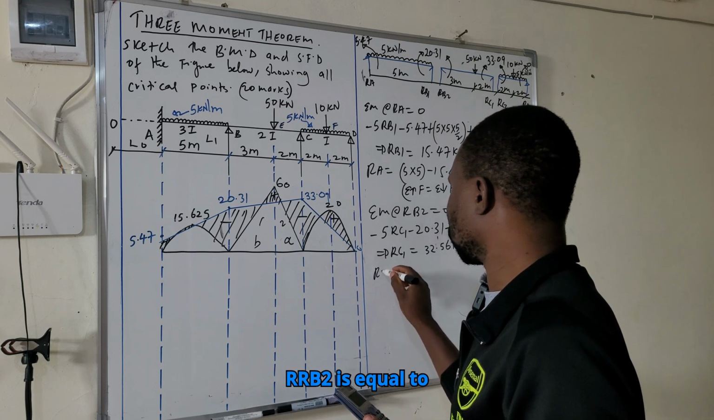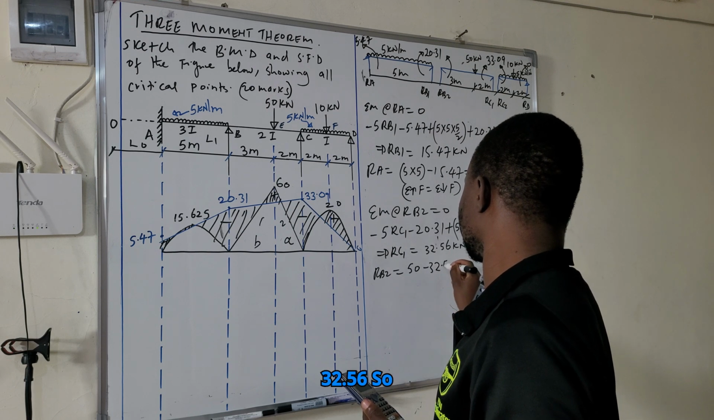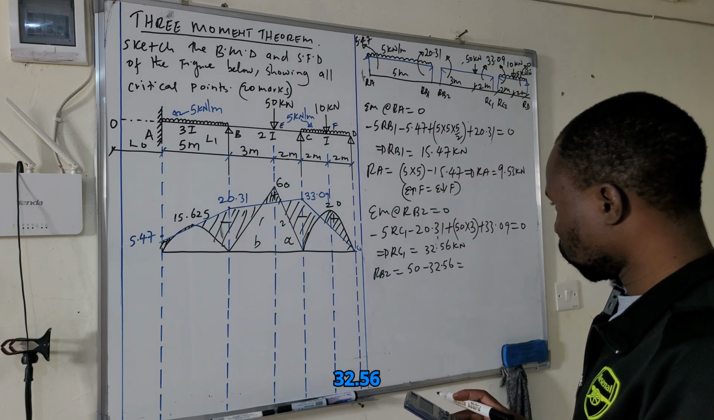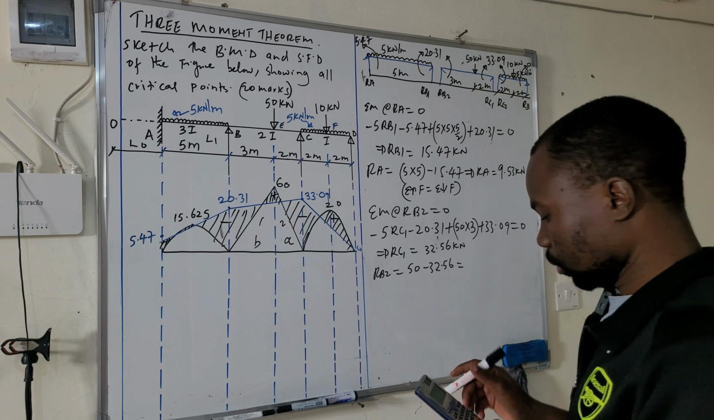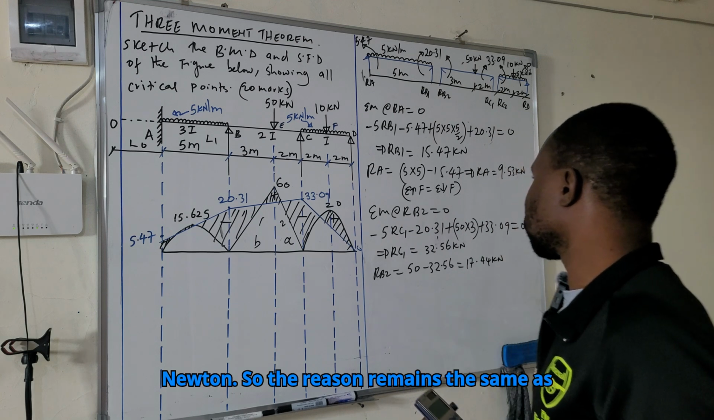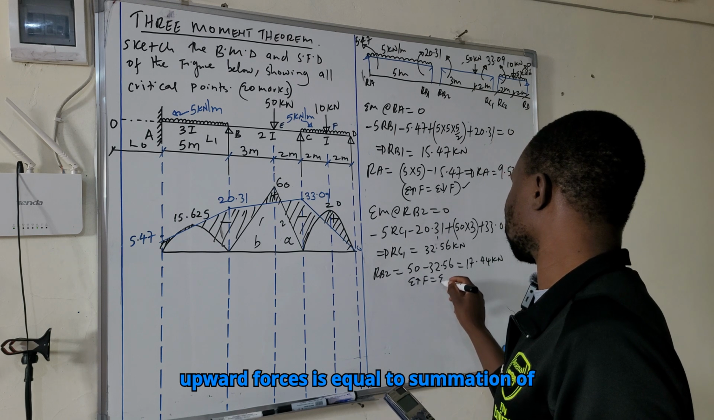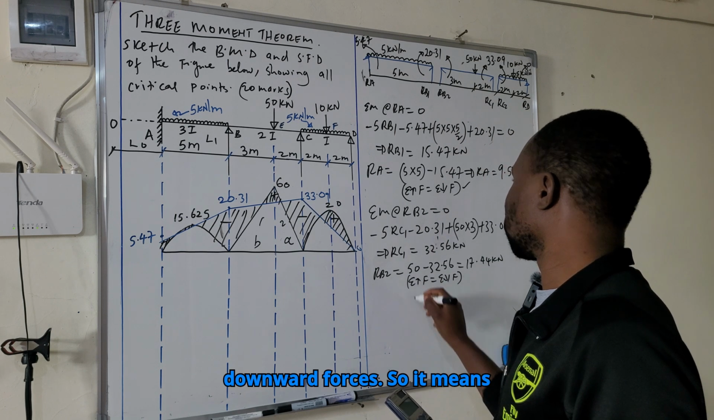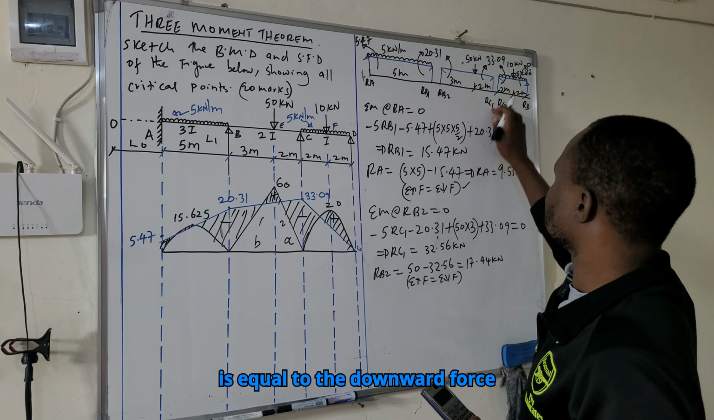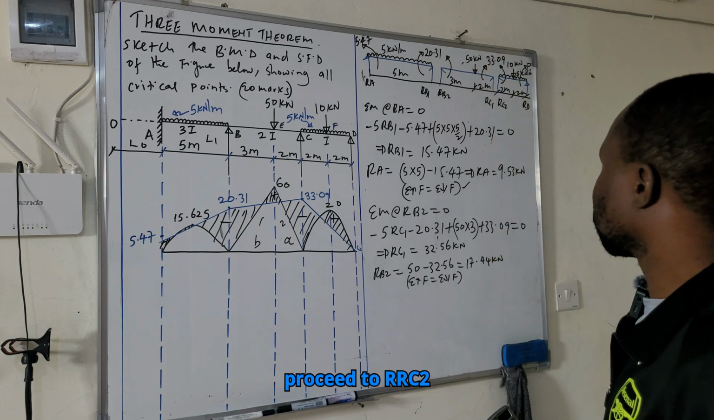Then RB2 is equal to 50 minus 32.56. So that is 17.44 kilonewton. The reason we made it the same as this one is that the summation of upward forces is equal to the summation of downward forces. So RB2 plus RC1 is equal to the downward force, which is 50. Then we proceed to RC2.